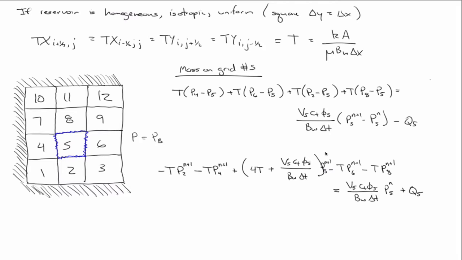So the takeaway from this is that you notice the 4T here corresponds to the number of neighbors. Except when you have a constant pressure boundary condition, that's always going to be the case, in fact. You'll see that the number that shows up here is going to be the number of neighbors of the grid block. So we're going to go on.